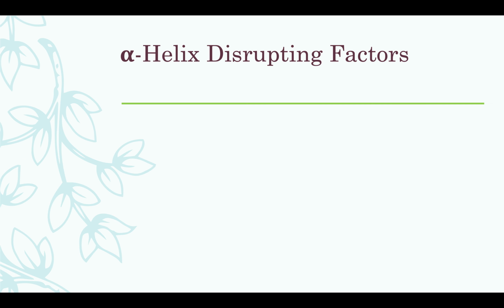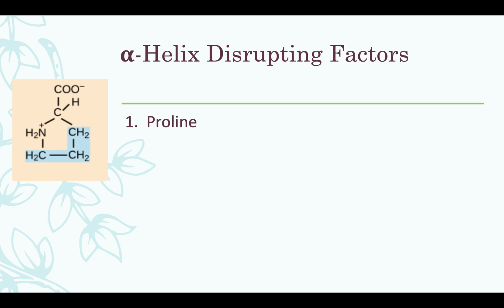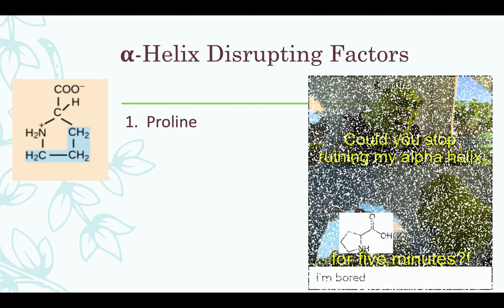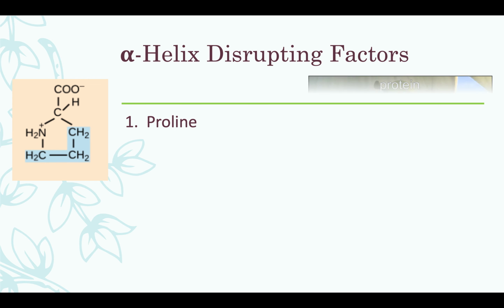Let's discuss the factors that disrupt the alpha helix. First, we have proline. Why? For two reasons. First, because it creates a bend. Remember, we said before that proline is rigid due to its cyclic structure, meaning you have restricted rotation. Second, its alpha amino group cannot participate in the intrachain hydrogen bonding. So there, you have proline.